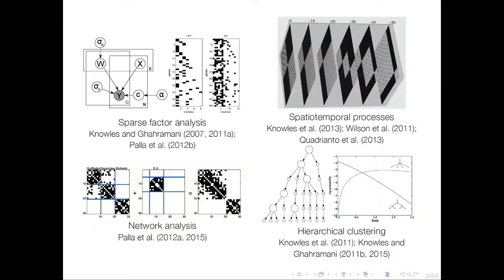The canonical example would be if you're doing a cluster analysis or trying to fit a mixture model, then trying to get a sense from the data of what's an appropriate number of clusters. An example that's closer to my heart is sparse factor analysis, which you could think of as trying to learn from the data what's an appropriate number of sparse principal components. I also worked on Bayesian non-parametric methods for spatial temporal data, as well as in network analysis and Bayesian hierarchical clustering.